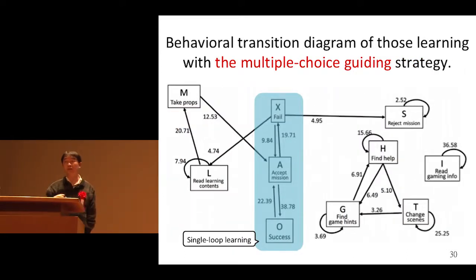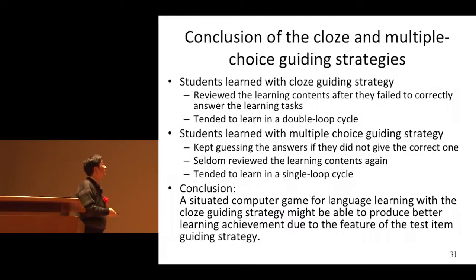While those who learned with the multiple choice guiding interface just try, fail or succeed, try, fail or succeed. They learn in a single loop mode. So we use this theory and those learning behavior analysis results to explain why the experimental group had better learning achievement than those in the control group.